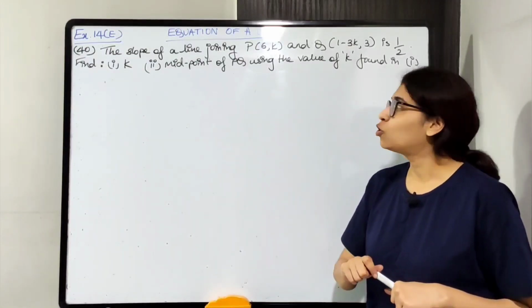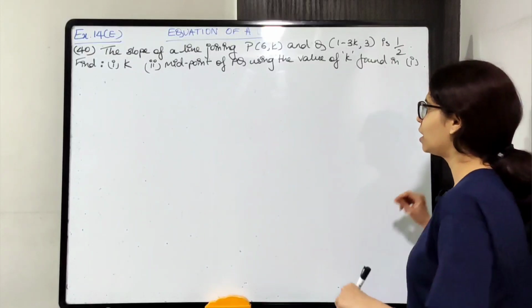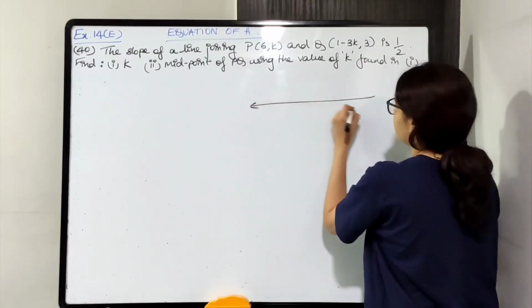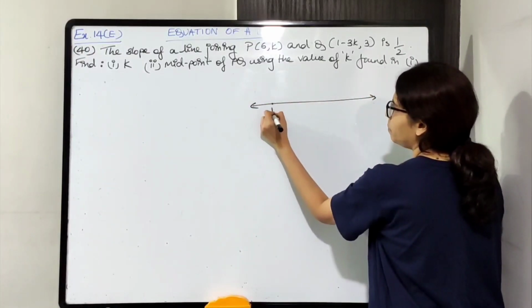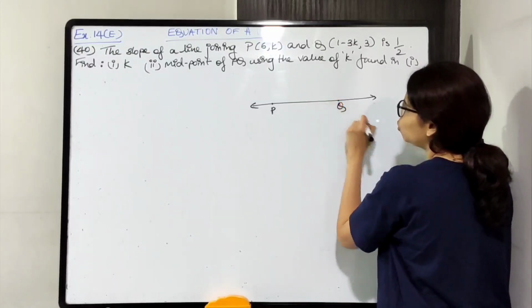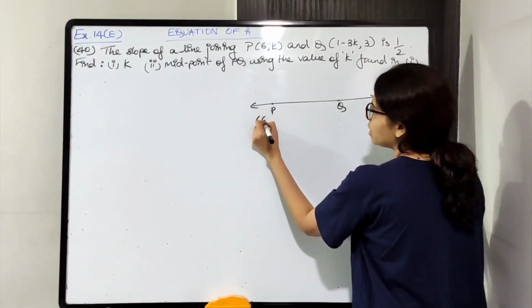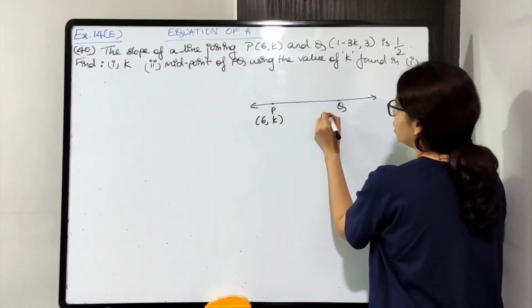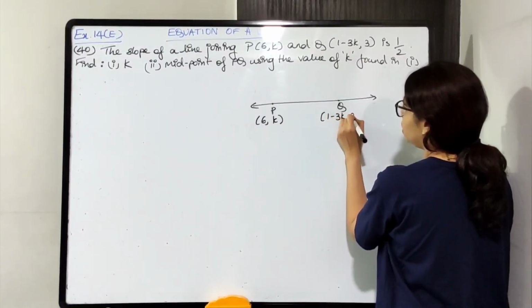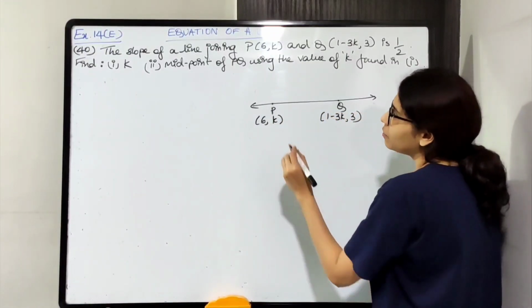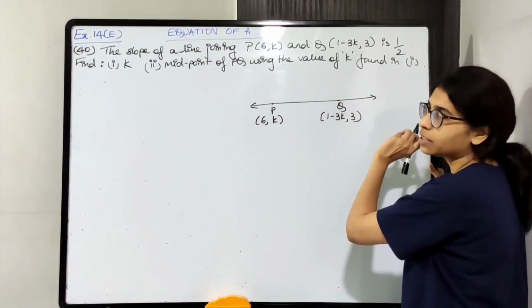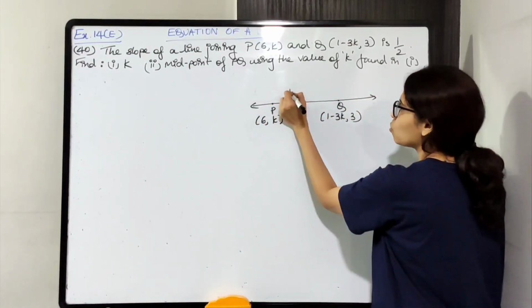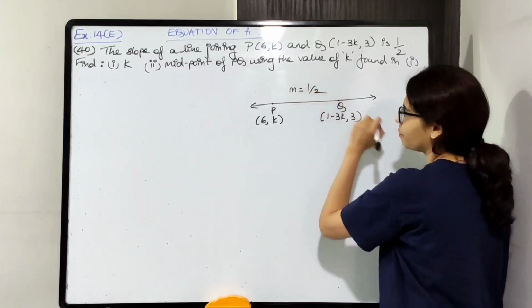There's a line joining 2 points P and Q. So let's draw the line. There's a line joining P and Q. P का coordinates है 6, K. Q का coordinates है 1 minus 3K, 3. We are told that the slope of the line joining P and Q is half. So slope we are given m is half.